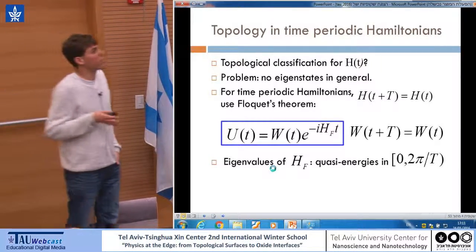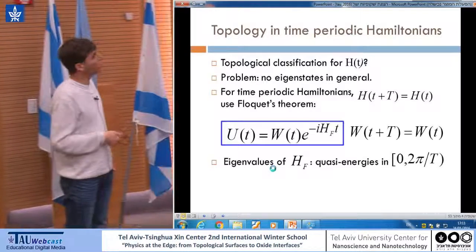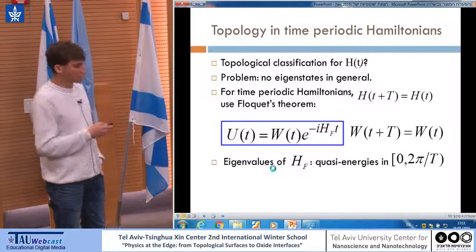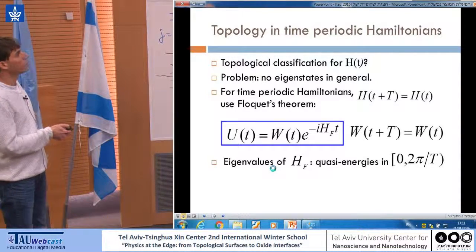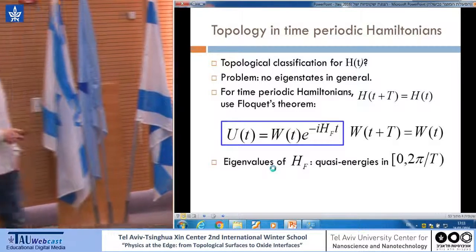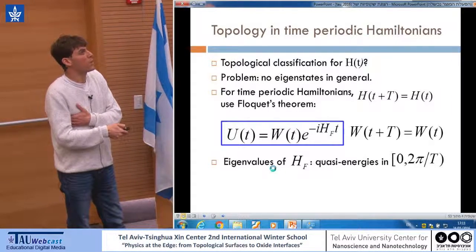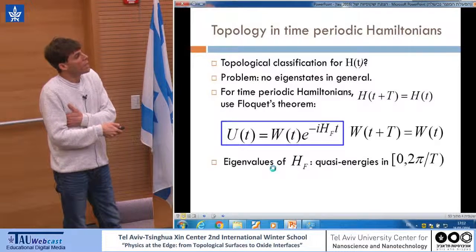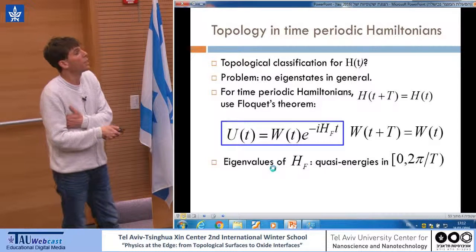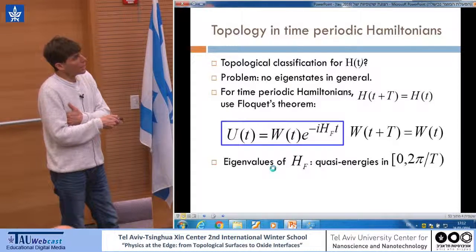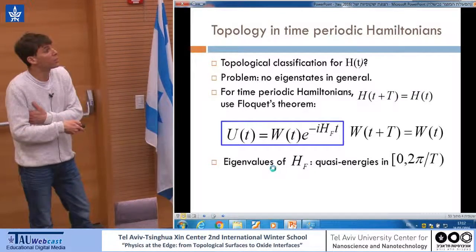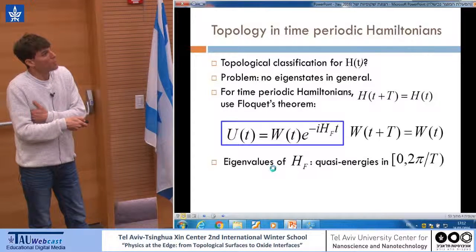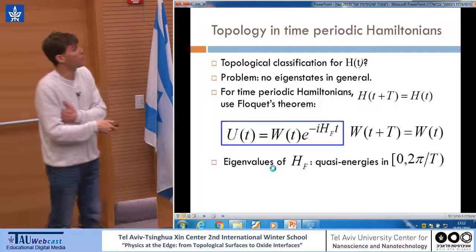And Floquet theory tells us a very simple thing. We could think about the unitary time evolution operator and decompose it into two parts. The first part would be a periodic unitary matrix, and the second part would be an exponential of a fixed matrix, which we could think of as the Floquet operator, HF. And as Asa mentioned, the eigenvalues of this HF are called quasi-energies, and importantly, they lie on a circle, between 0 and 2π over T. So this is a periodic coordinate.